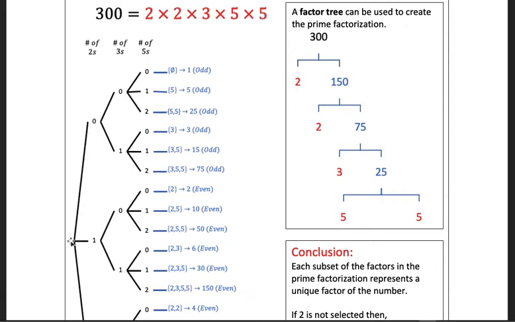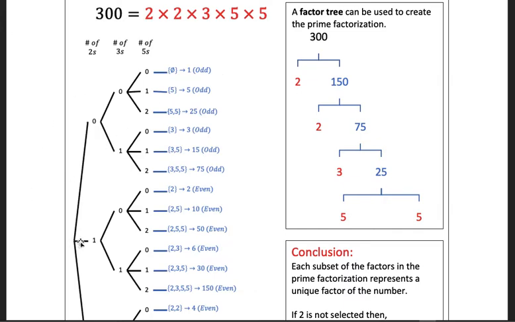So if we take 0 of the 2's, 0 of the 3's, and 0 of the 5's, we have not selected any of the prime factors. We can think of this as we didn't select anything, the empty set. We can replace that with the number 1 because it's not included, but we can think of this as multiplied by 1. So that null case or empty set can be thought of as 1 as a factor of 300.